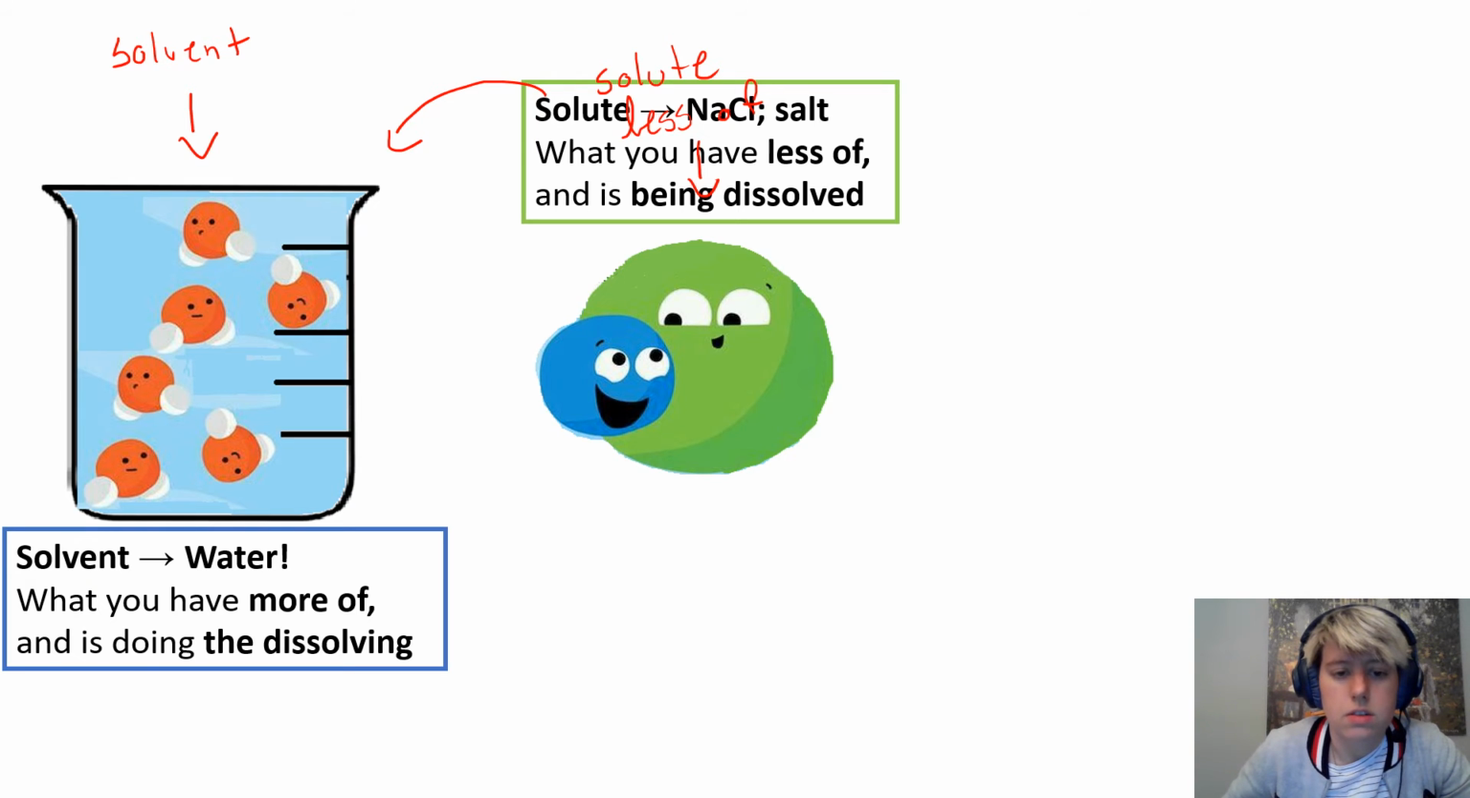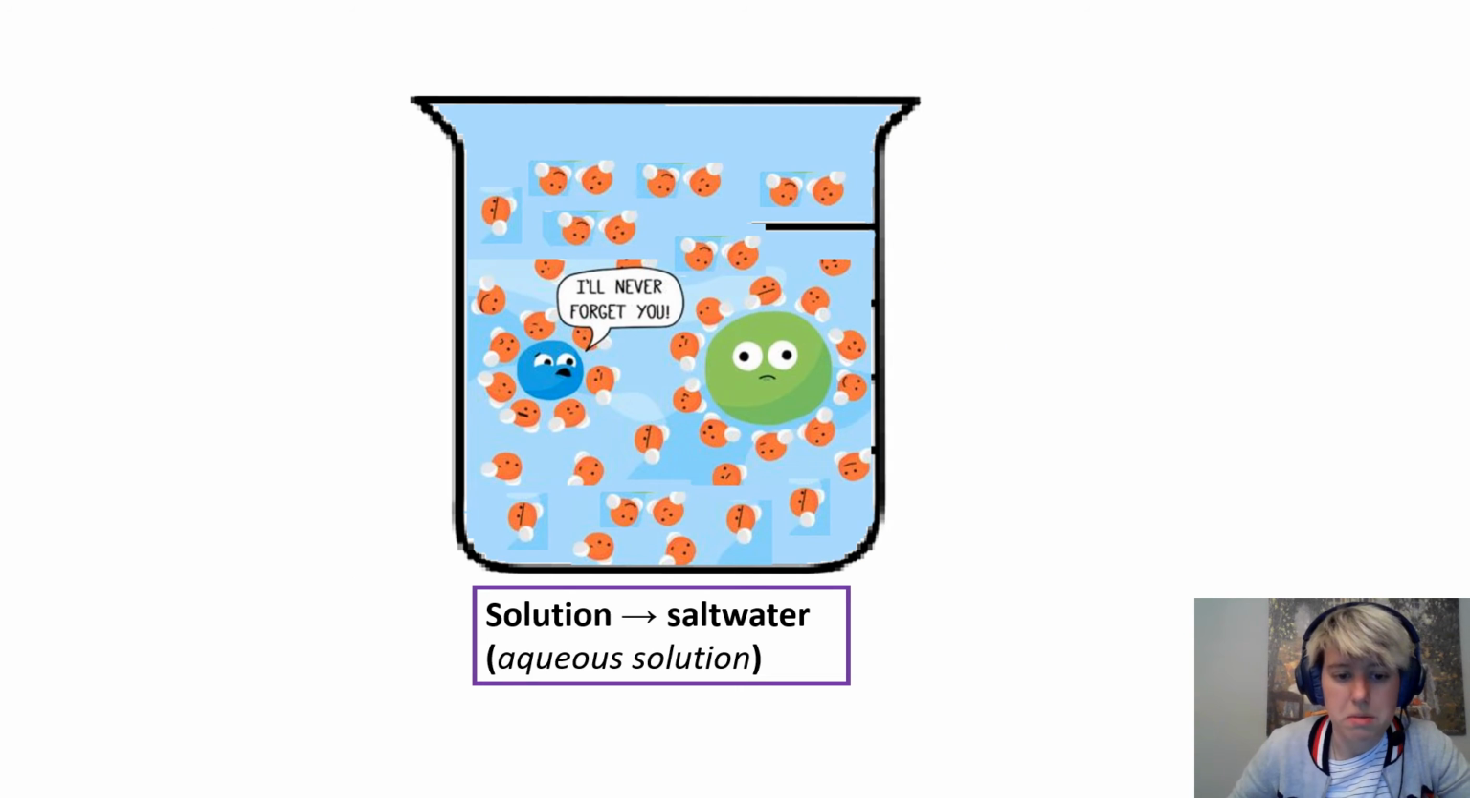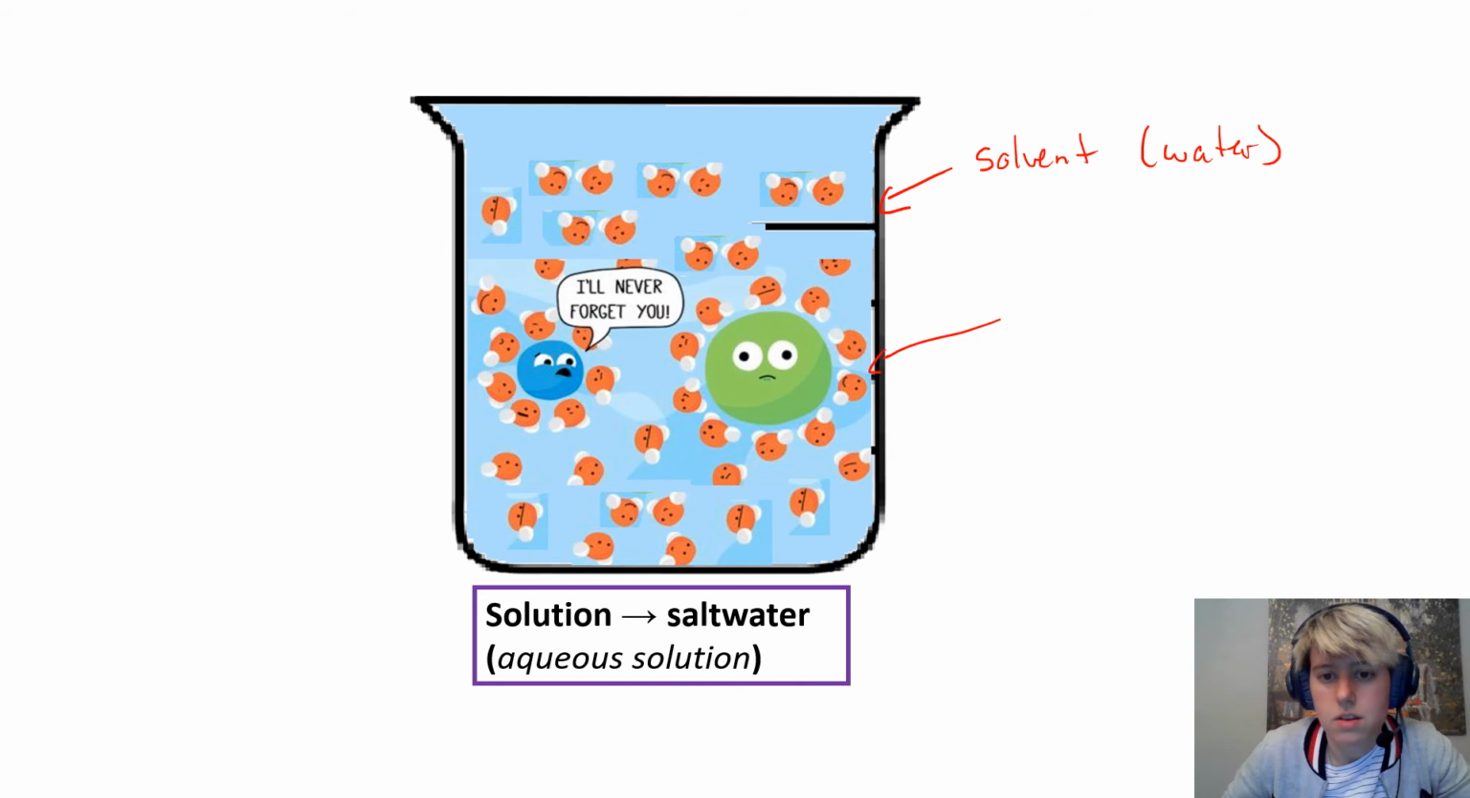And just going to erase this. When I mix the two together, I get my solution. So my mixture of my solvent, which in this case is water, and my solute, which in this case is NaCl, also known as table salt. And when I have both of them together, I have my solution.